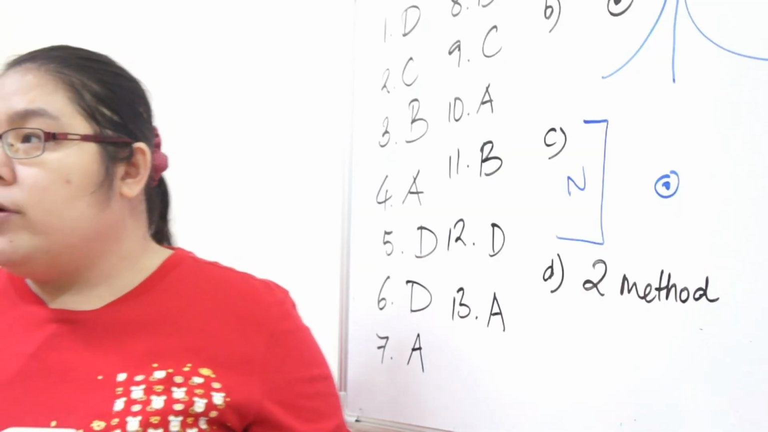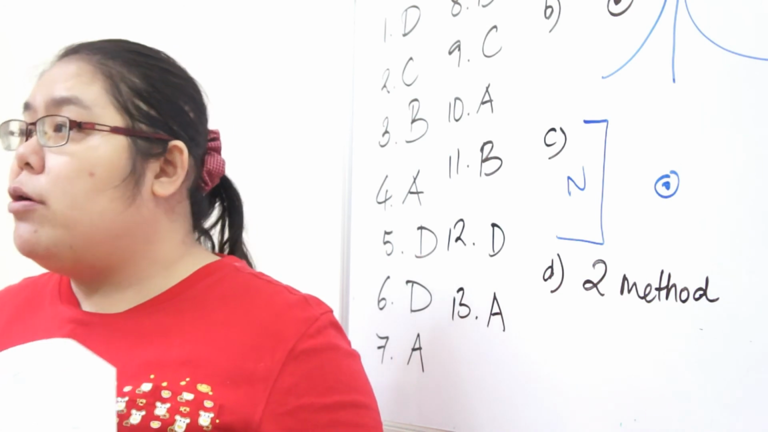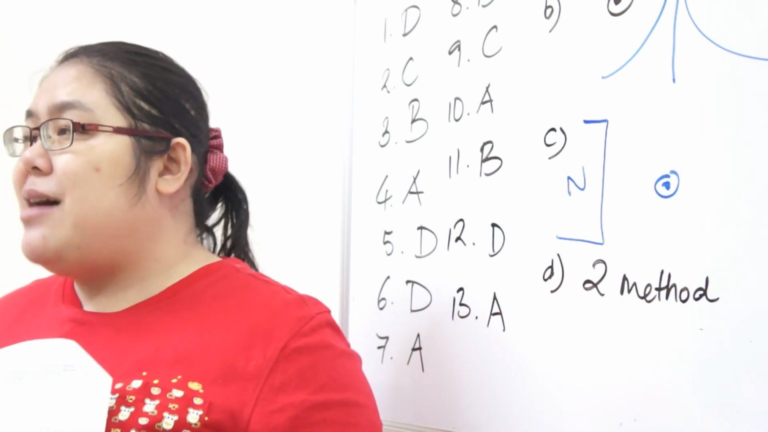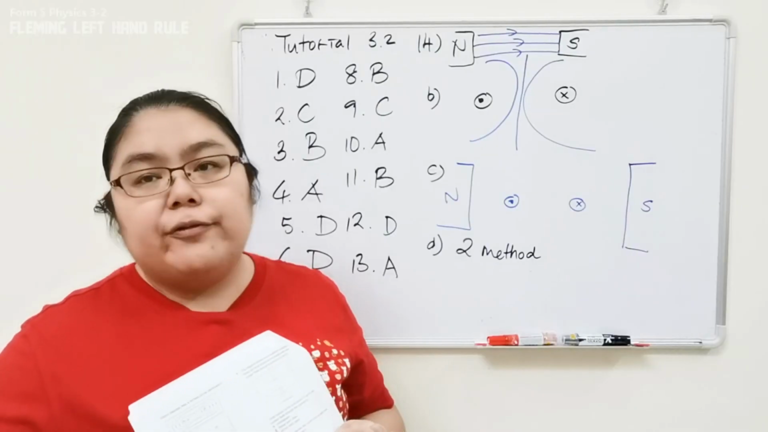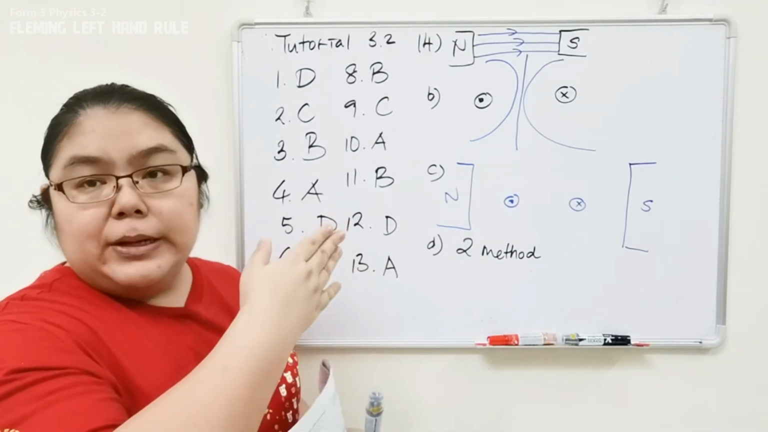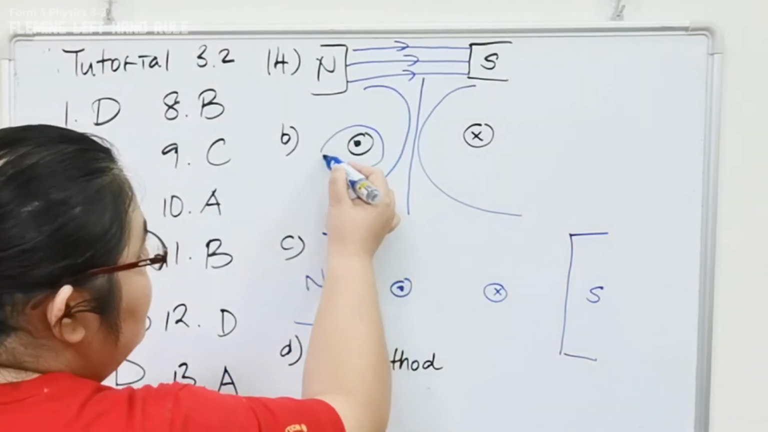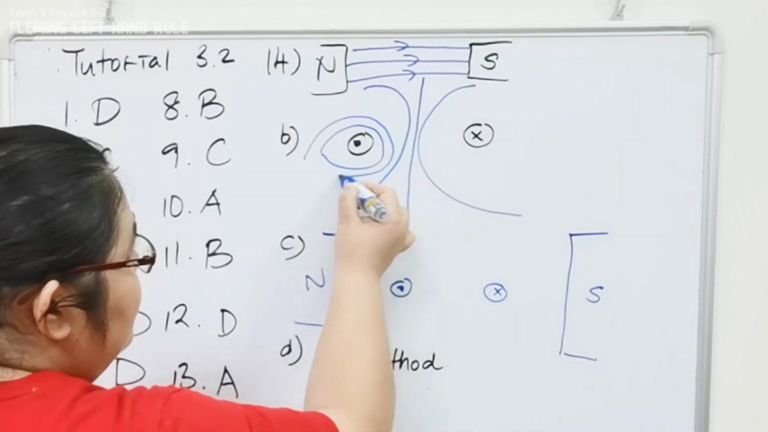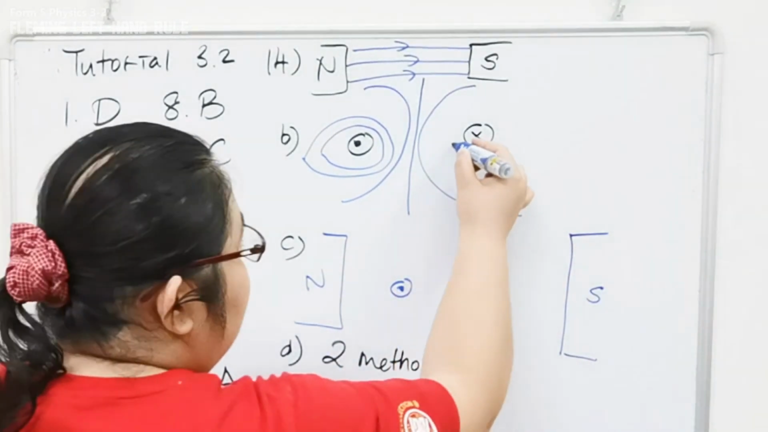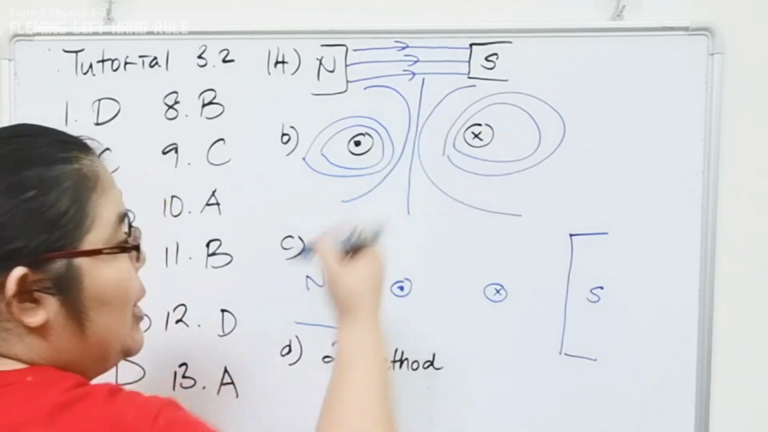Now we need to draw the center line. Remember, at the center the force is strong, and strong force means the direction should be the same. So for strong force, you also need to draw the lines closer. So I want to complete this one. From here, I draw the circles closer at the center. This one is also the same. The center becomes closer.